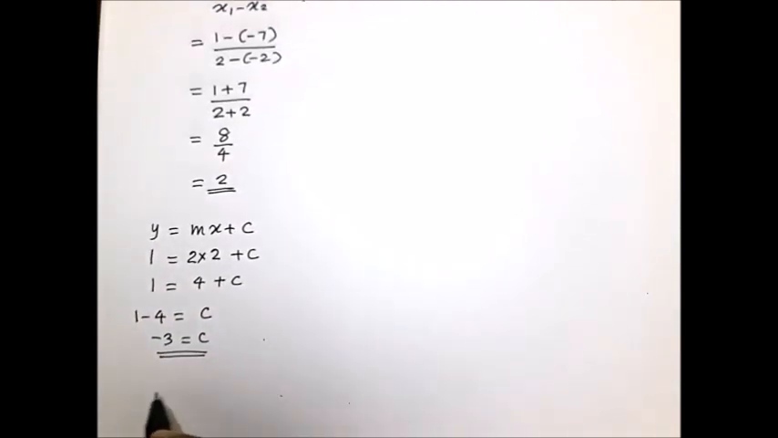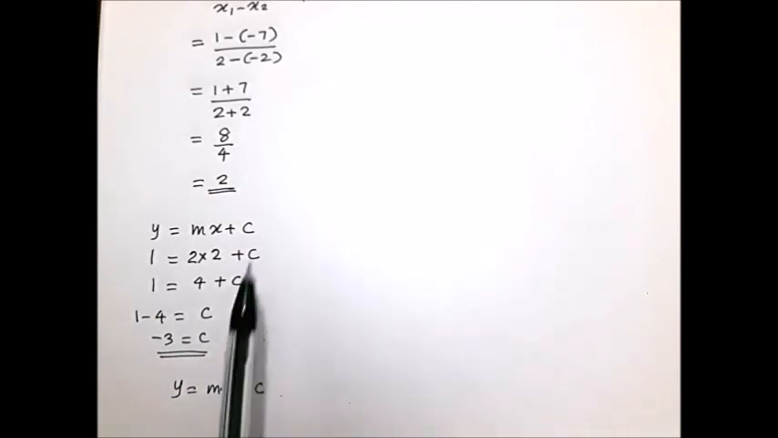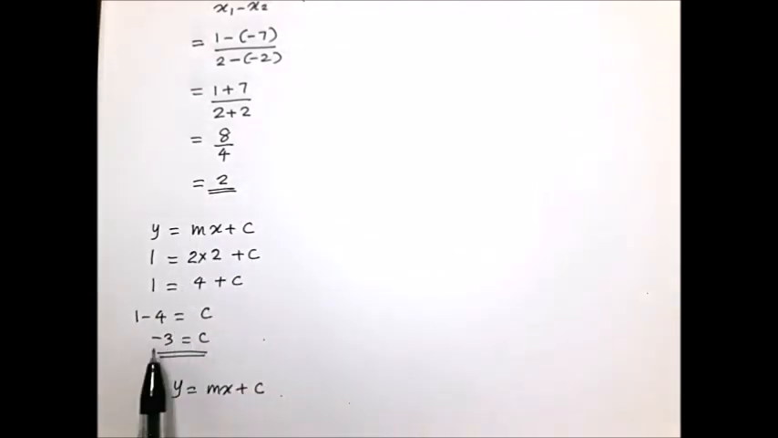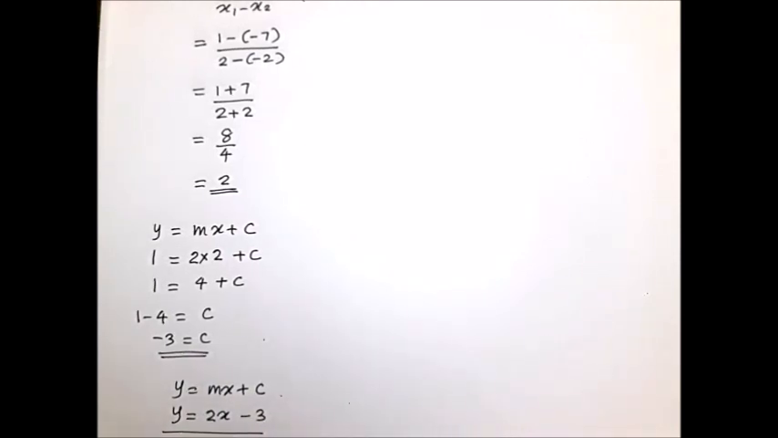Now you can write the equation of the straight line. y equals mx plus c. M is 2 and c is minus 3. Substitute 2 for m, substitute minus 3 for c. This is the equation of the straight line. It is y equals 2x minus 3.